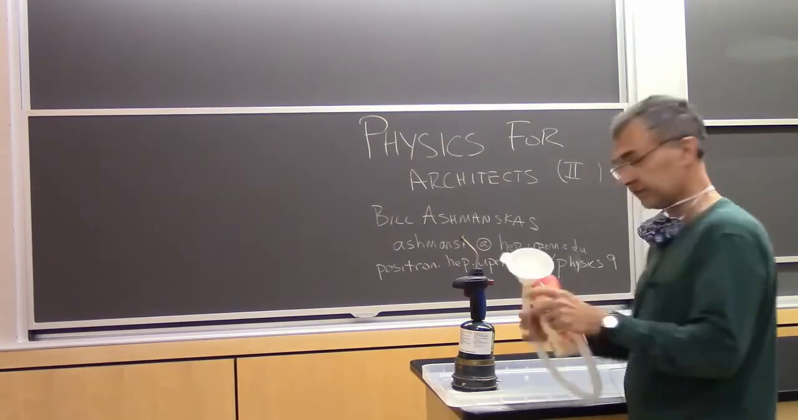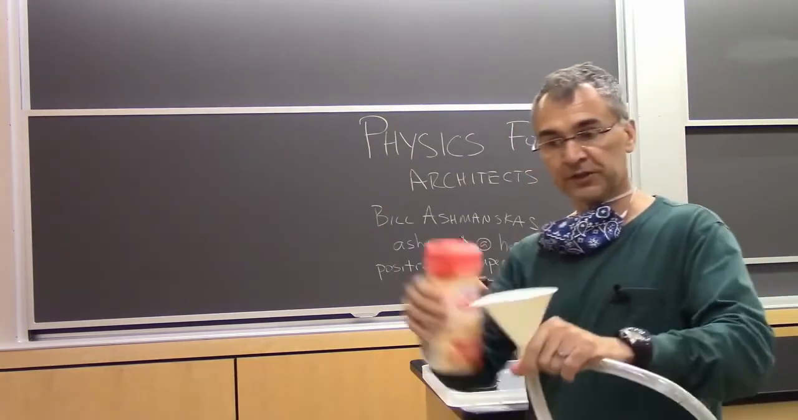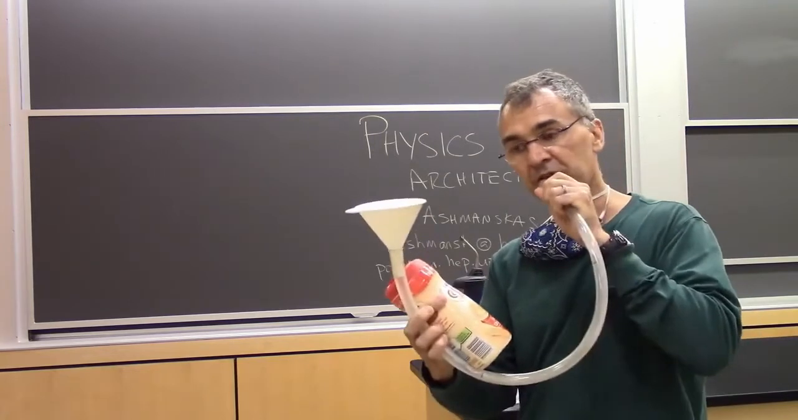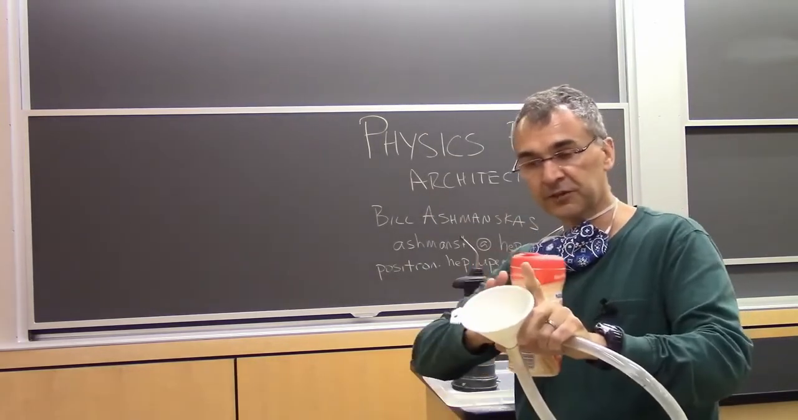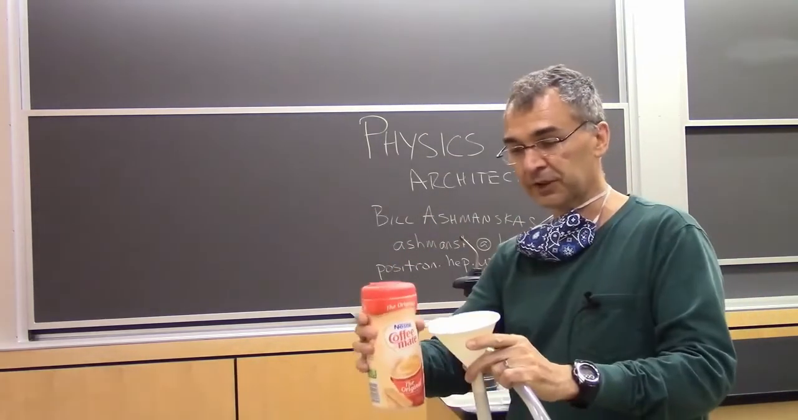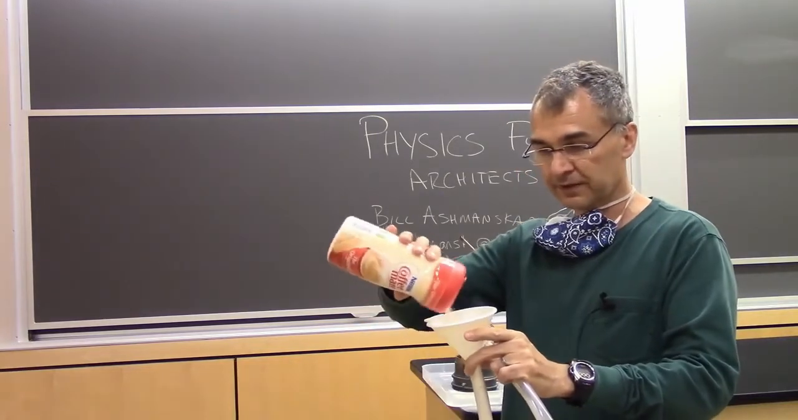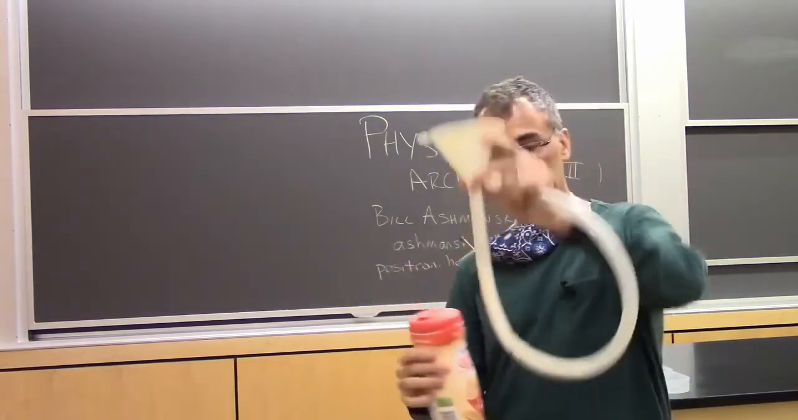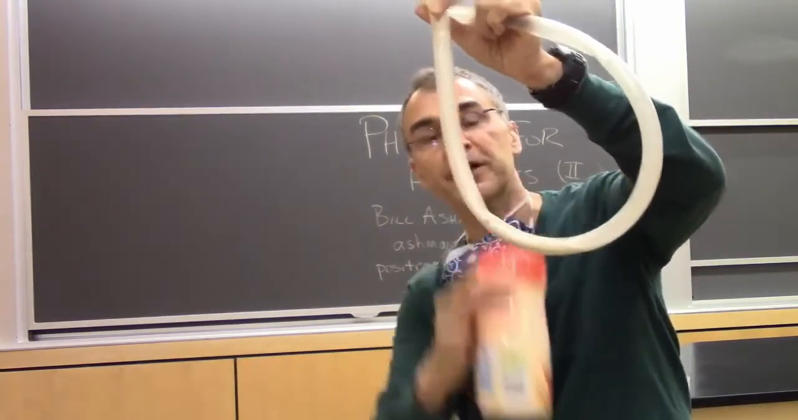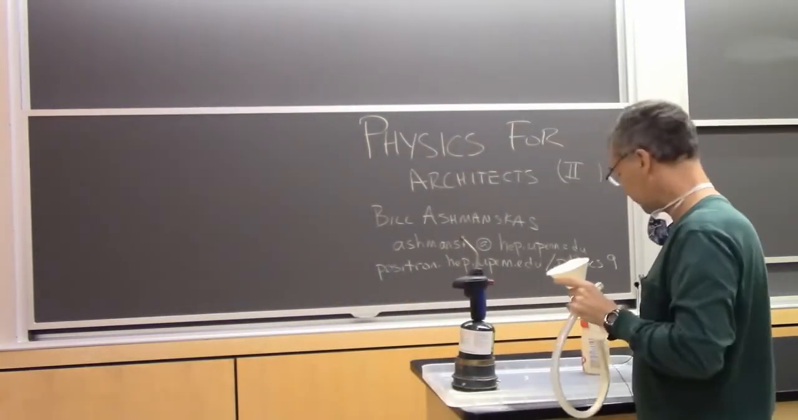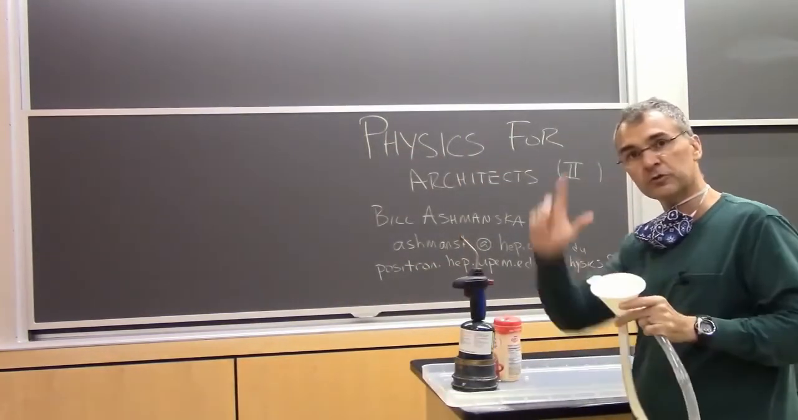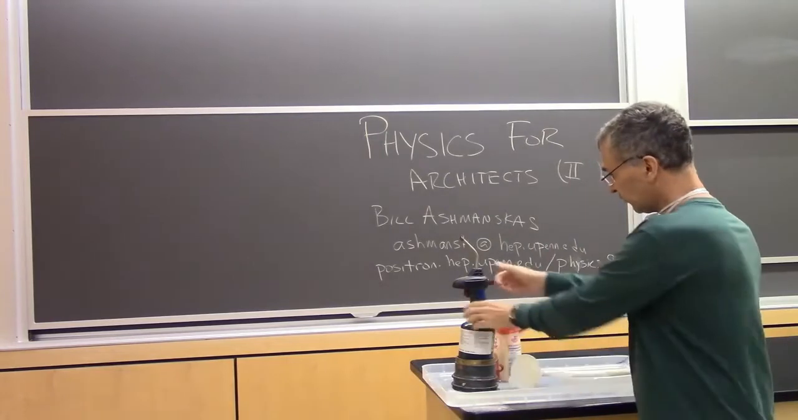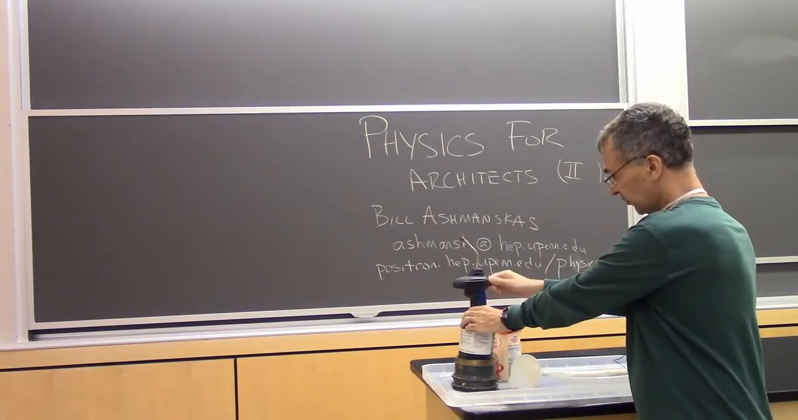Let's take some of this coffee creamer, and we're just going to pour it into this funnel so that when I blow on this end, it's going to take a nice diffuse ball of coffee creamer and spread it out into the air to make a nice flame effect. So I've got about a third of the tube filled with coffee creamer. That's our fuel. We've got our oxygen. Now our heat source is this blowtorch.